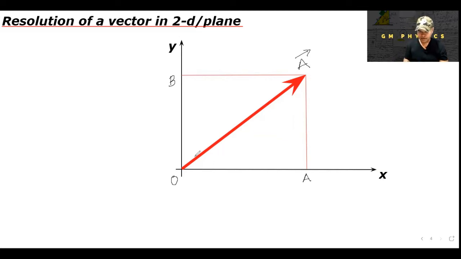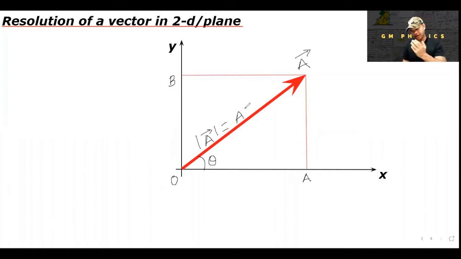So let's see. This is my vector A and its magnitude is represented by its length. So let's write the magnitude of the vector, means mod of A vector, or simply A. A means magnitude of the vector. So the length of the vector is equal to A. And suppose it is inclined at an angle theta with respect to x-axis. We always measure angle with respect to x-axis. Anti-clockwise is positive, clockwise is negative. We have already discussed about the sign convention, right?